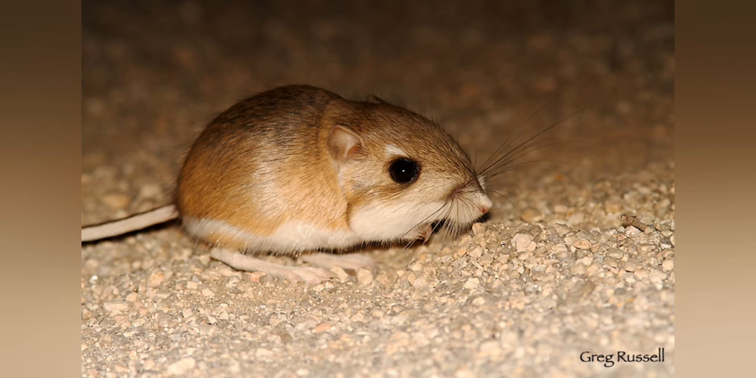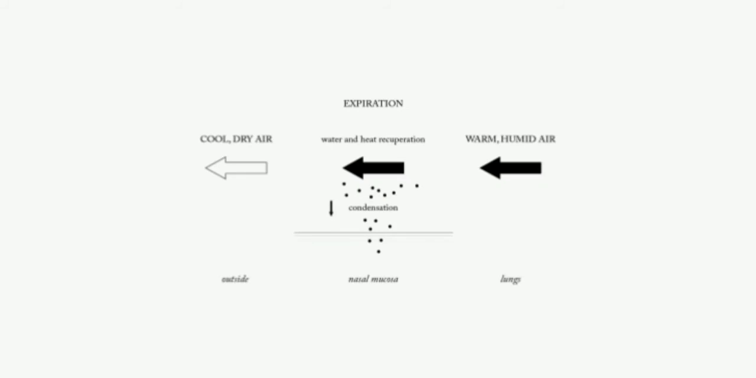So as air is being inhaled, it absorbs heat and moisture from warm tissues as it passes across the nasal mucosa. Now, when the air is being exhaled, the warm, moist air passes over the nasal mucosa, releasing the heat and the water, condensing on the mucosa. So this water is available and accessible for the next inhalation for the kangaroo rat. This is how they conserve water in their environment.